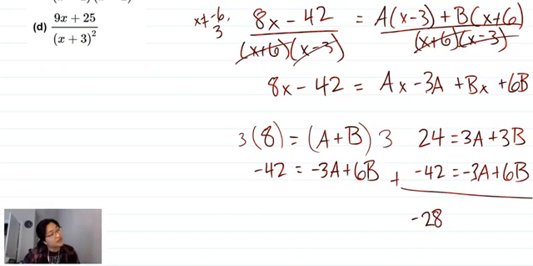We get negative 28 equals, is it negative 28? Positive 24. It's negative 42.